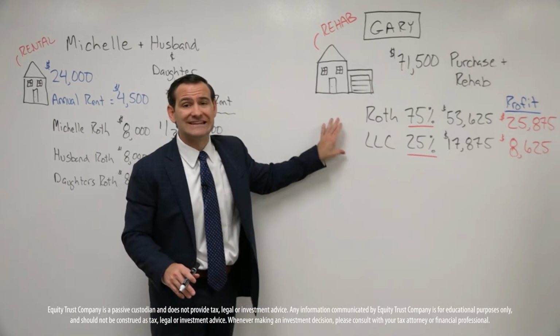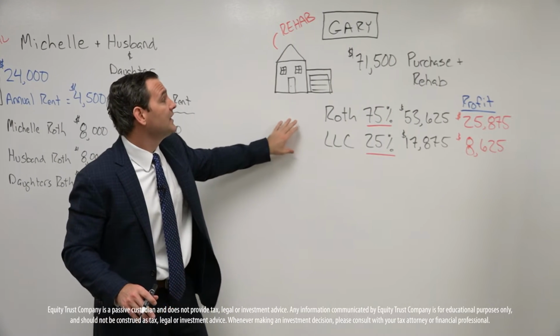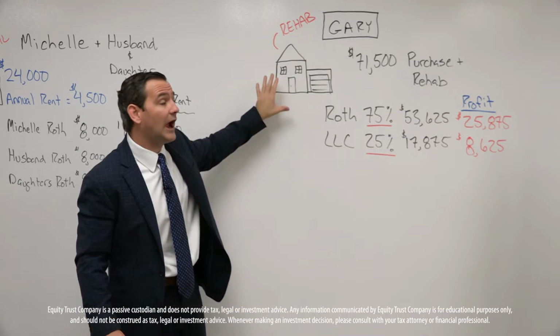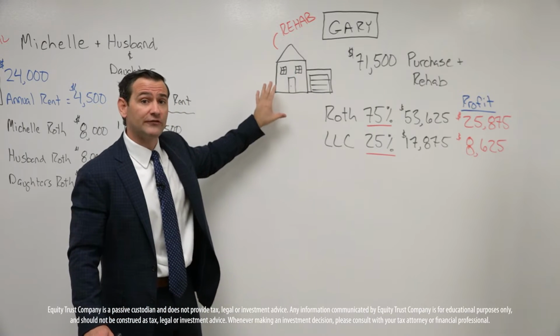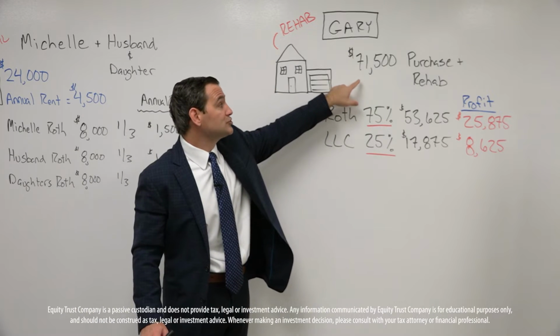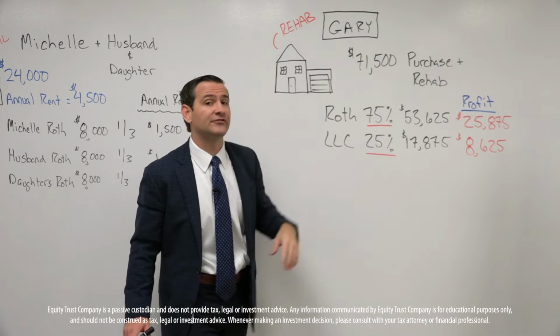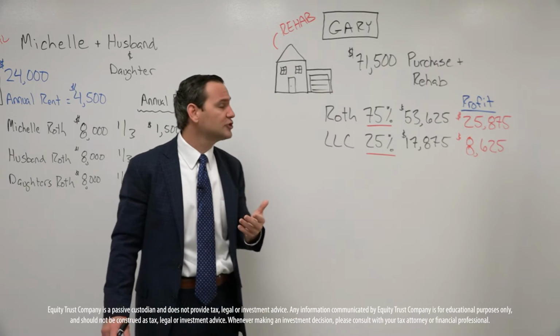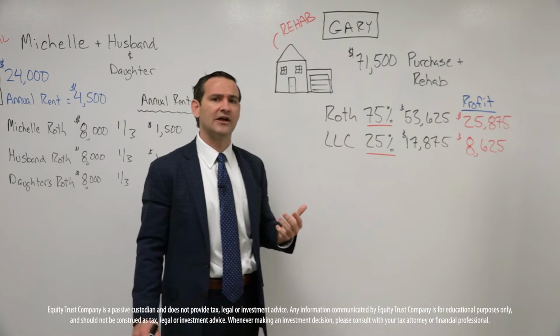So this is an example that happened a few years ago where Gary bought a property. It was a fix and flip transaction. He bought a property at a local sheriff sale auction, and the all-in purchase and rehab cost was $71,500. It was about a $40,000 purchase at the county auction, and then he put about $30,000 worth of repairs into it.